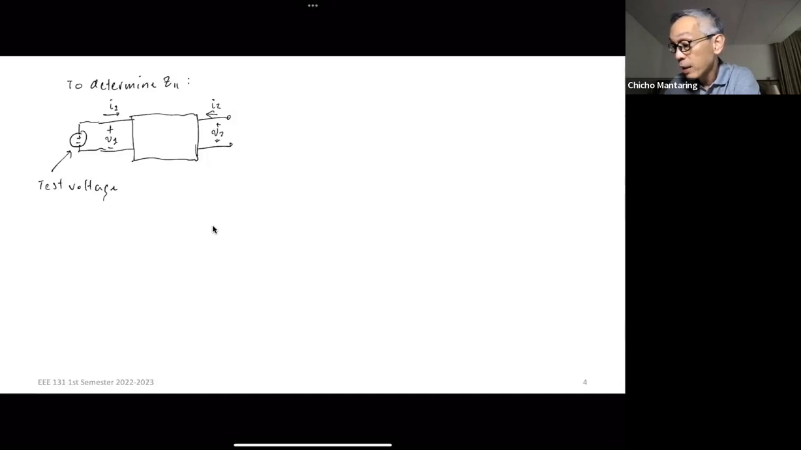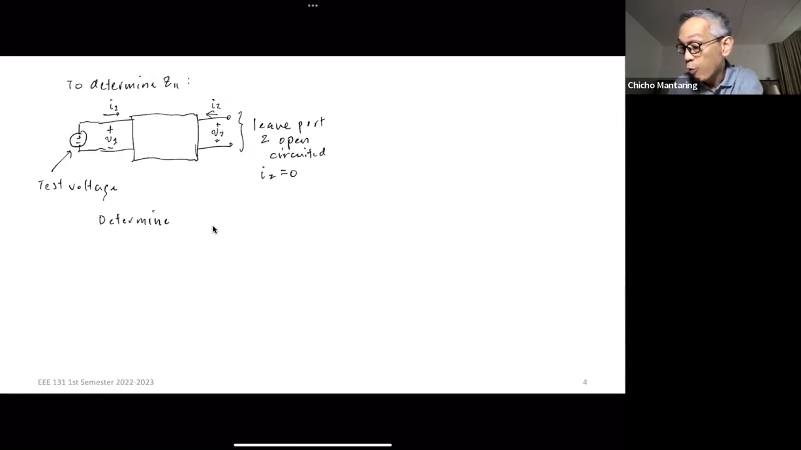Okay? And then we leave port 2 open circuited. Okay, if we leave port 2 open circuited, then I2 will be equal to 0. No? Because this is open circuit, then I2 will be equal to 0. And then we determine I1.